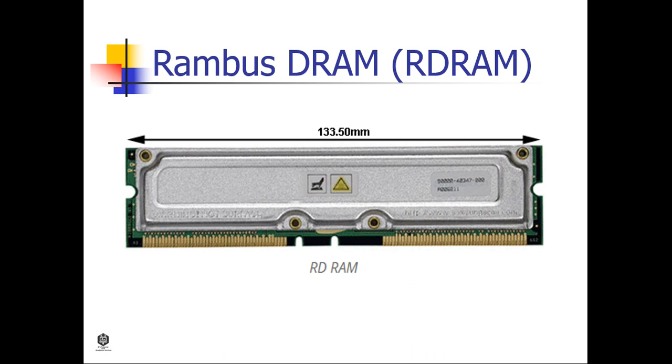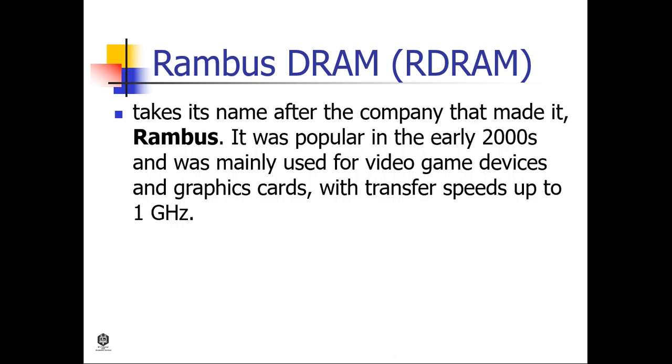RIMM RAM was generally unsuccessful as Intel had a lot of problems with the RAM timing or signal noise. RDRAM did make an appearance in the Sony PlayStation 2 and the Nintendo 64 game consoles. Rambus DRAM takes its name after the company that made it, Rambus. It was popular in the early 2000s and was mainly used for video game devices and graphic cards with transfer speeds up to 1 GHz.